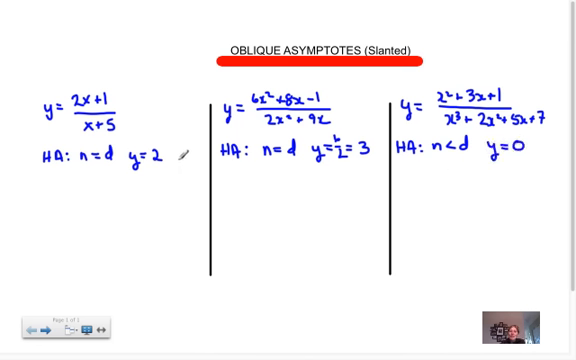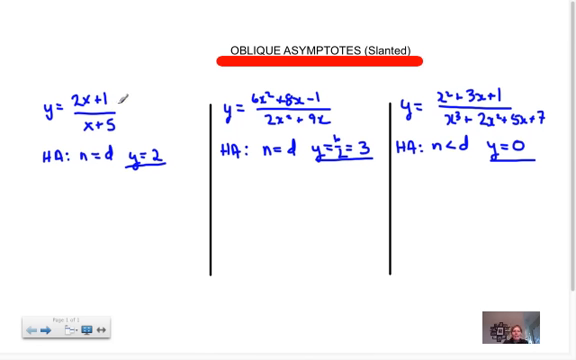Now keep in mind that what y equals 2, y equals 3, and y equals 0 are telling us is how the function is going to behave as x approaches positive infinity and as x approaches negative infinity. In this case, the function is going to approach y is equal to 2, in this case y equals 3, in this case y equals 0. Okay, so we know that. But I want to go back and see if we can find a relationship between these three.